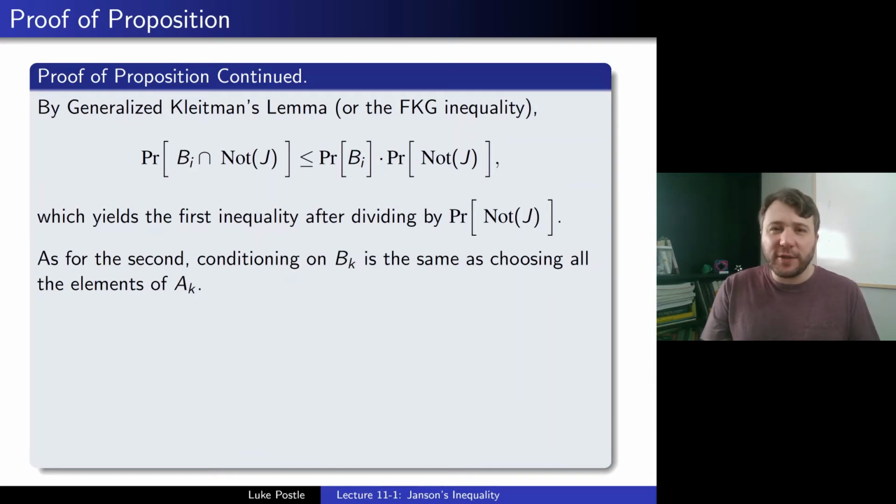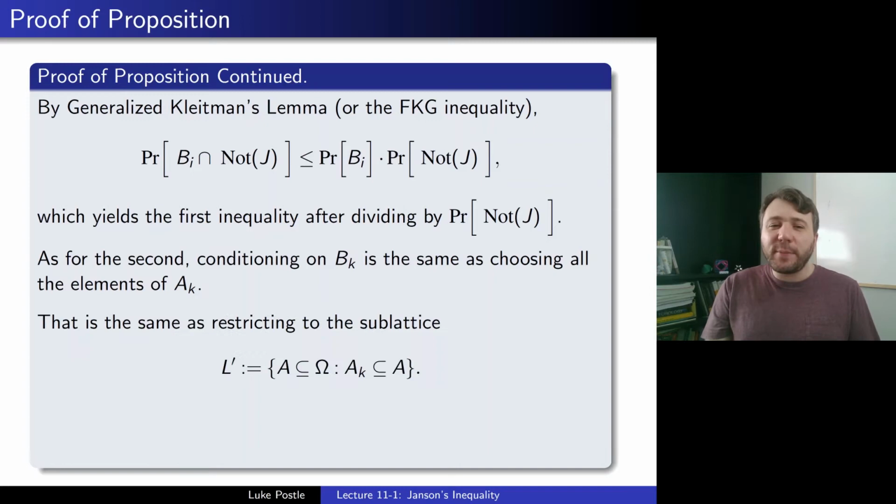And there's even a trick you can do to say it's really identical. For the second inequality, conditioning on BK is really the same as choosing all the elements of AK, so it's making sure they're all on. What does that mean? We can think that we're restricted to a sublattice, L prime, I'll call it, where the sets A are subsets of omega where AK is inside of A. So conditioning on BK means that we're only interested in supersets of AK, and we get this new sublattice.